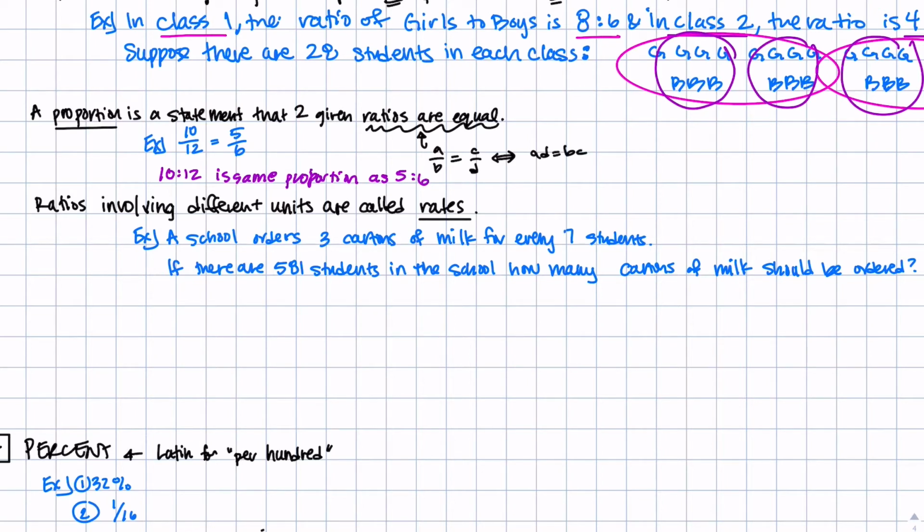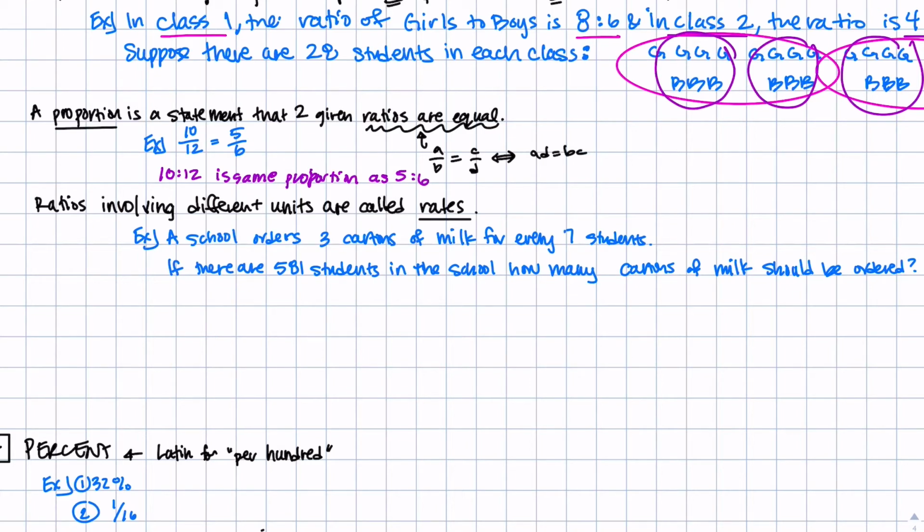Okay. Ratios involving different units are called rates. In our previous example, we were talking still about the same type of unit, students to students, some of them being girls and some of them being boys. But if I'm talking about completely different units, I call these things rates. Very common examples of rates would be miles per hour. Actually, any sort of speed is a very common type of rate to encounter.